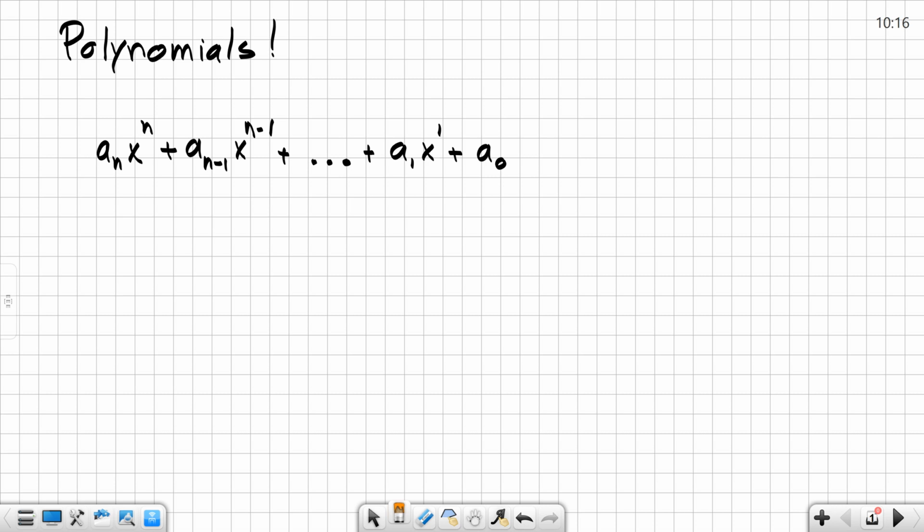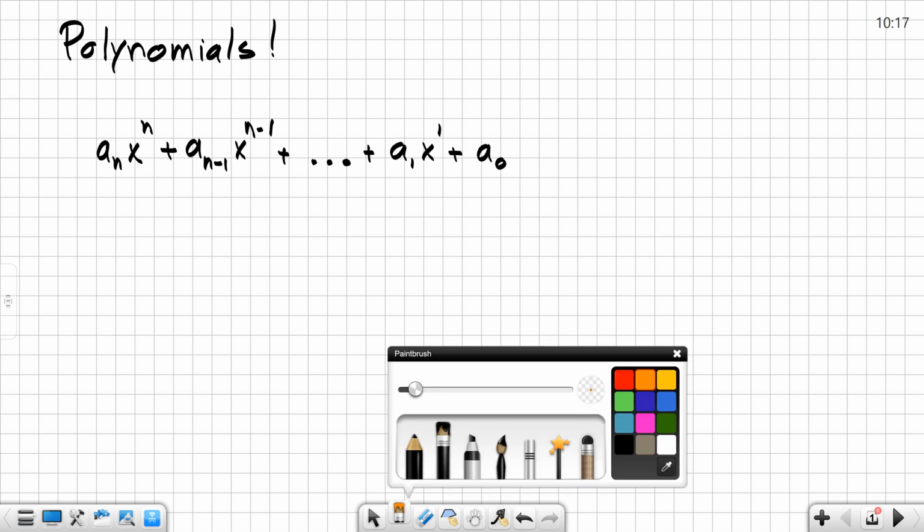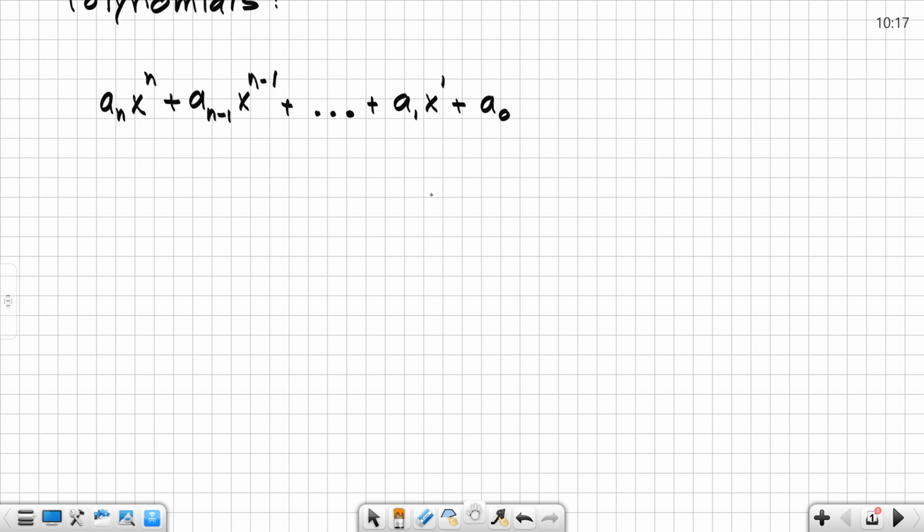a sub n times x raised to the n plus a sub n minus 1 times x to the n minus 1 plus some more terms. I don't know exactly how many, but I'm counting down until I have a sub 1 times x to the n plus a sub 0. All right, what does this all mean? Let's have a look at it.